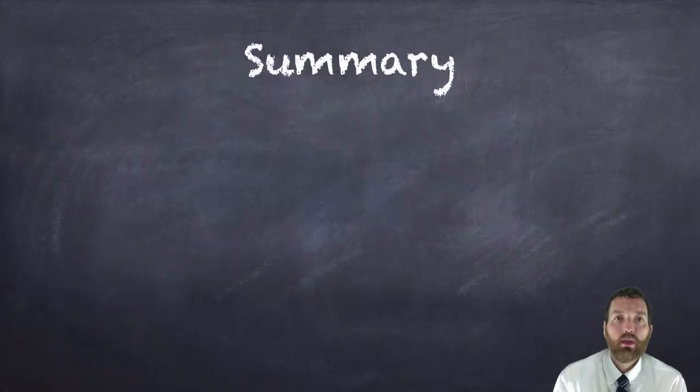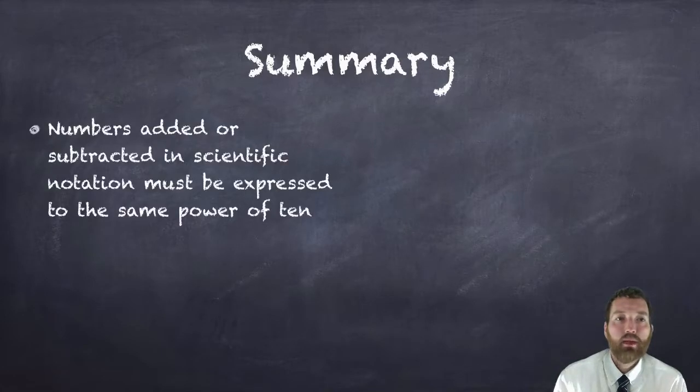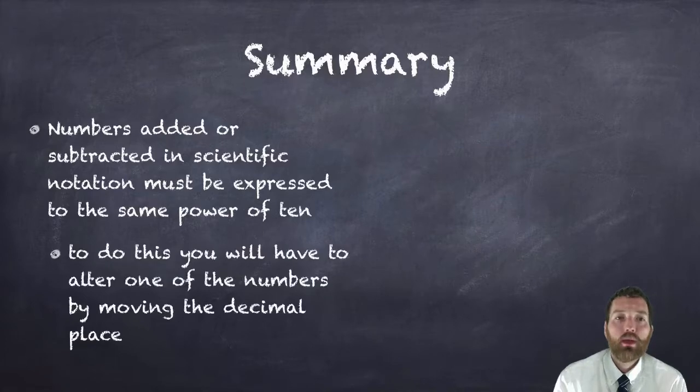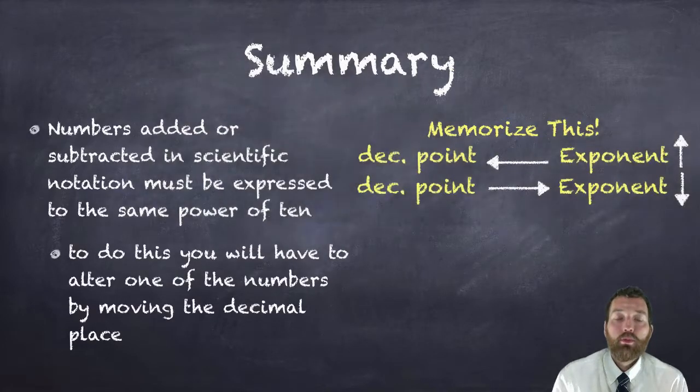Okay, so let's talk about what we've learned. Numbers added or subtracted in scientific notation must be expressed to the same power of 10. That means you need to move the decimal point to the left or the right. It would really be helpful if you could memorize this. This will really help you out in upcoming quizzes and tests. If you move the decimal point over to the left, the exponent increases. If you move the decimal point over to the right, your exponent decreases. I hope you memorize this, and I hope you use it to solve the problems.